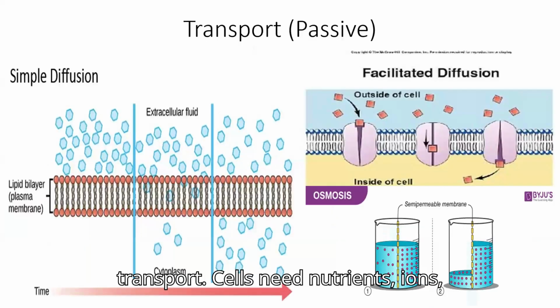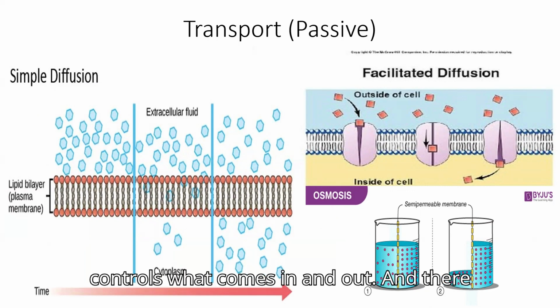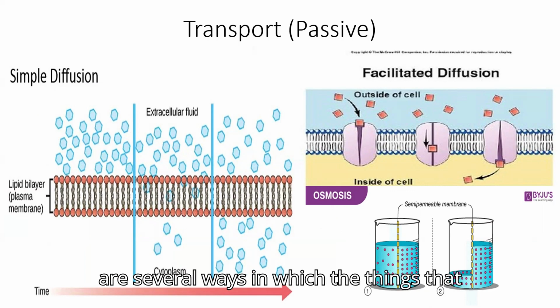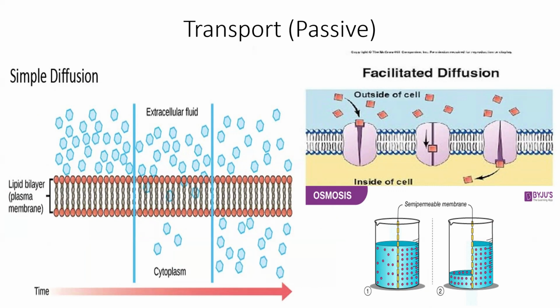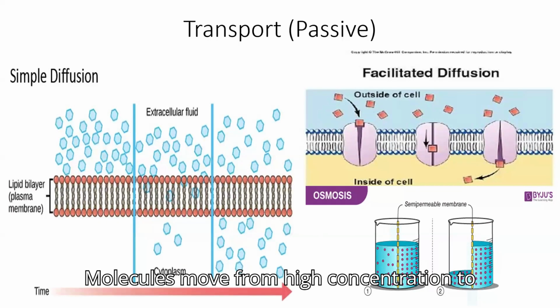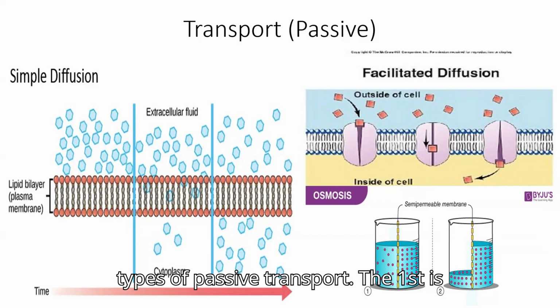Now, let's talk about transport. Cells need nutrients, ions, and gases to survive, but the membrane controls what comes in and out. And there are several ways in which the things that the cell needs can enter the cell. The first way is through passive transport. This type of transport doesn't need energy. It's like rolling downhill. Molecules move from high concentration to low concentration. And there are a few types of passive transport.